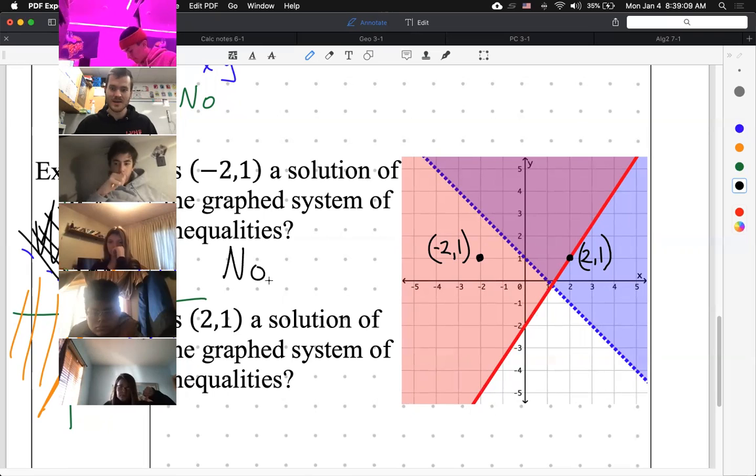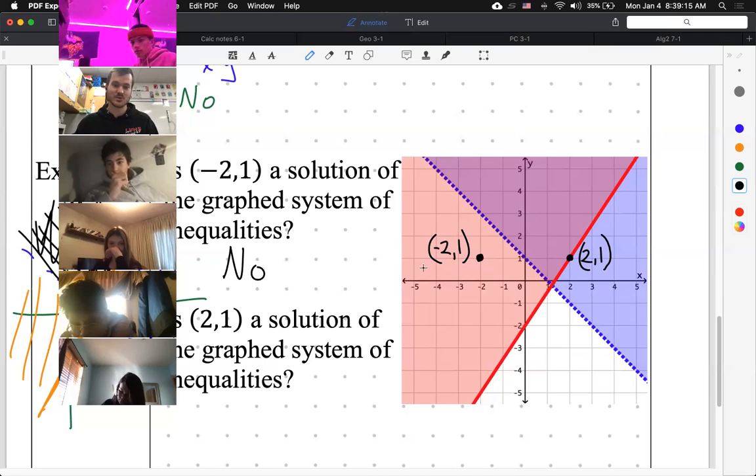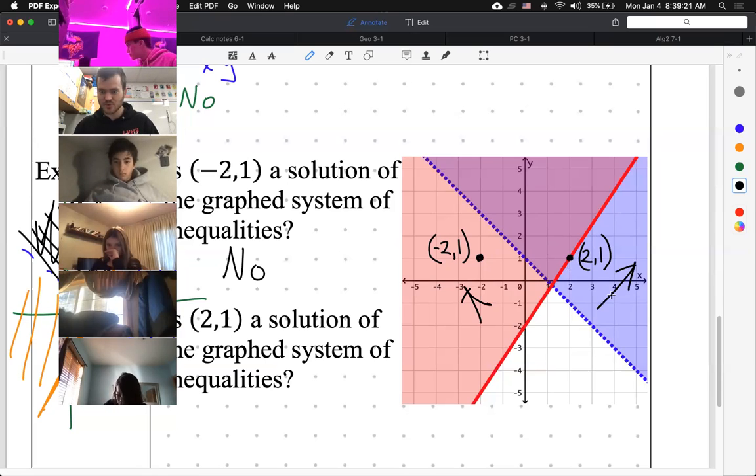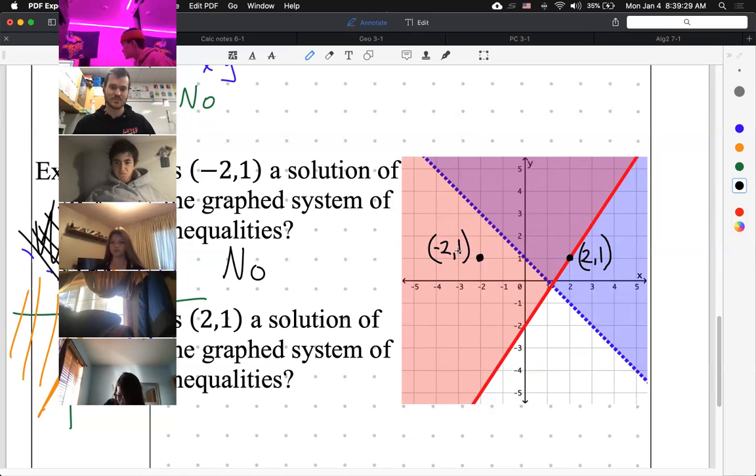No. Why? It's not in the darkest region up here. If you're a solution, you have to be a solution to both of them. This solution is a solution to the red one because it's above the red one, but it's not above the blue one. Notice that if you just strictly look at the blue line, it's saying everything up here is a solution, and this is not a solution to that blue equation, so not to both.